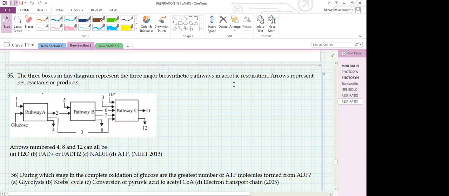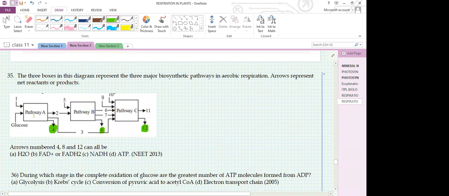Do you know the answer here? Arrows represent net reactants or products. Arrows 4, 8 to 12. What do those arrows represent? That's what they're asking. So here arrow 4, 8, and finally 12. What are they?